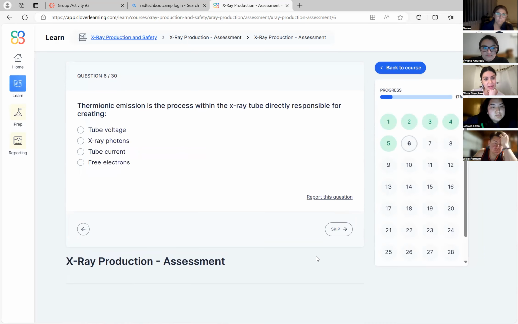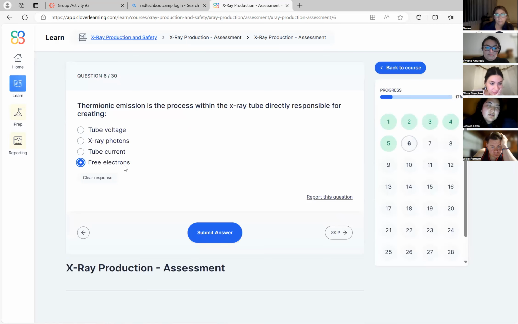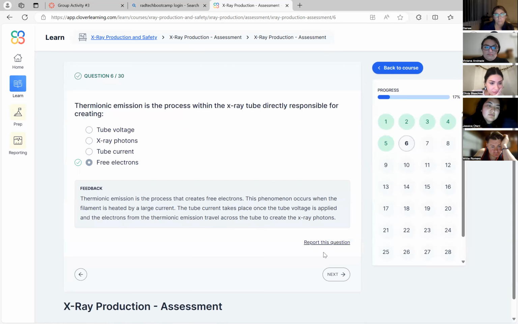Jessica, number 6 is yours. Thermionic emission is the process within the X-ray tube directly responsible for creating, I think I put free electrons. Mm-hmm. Yeah.